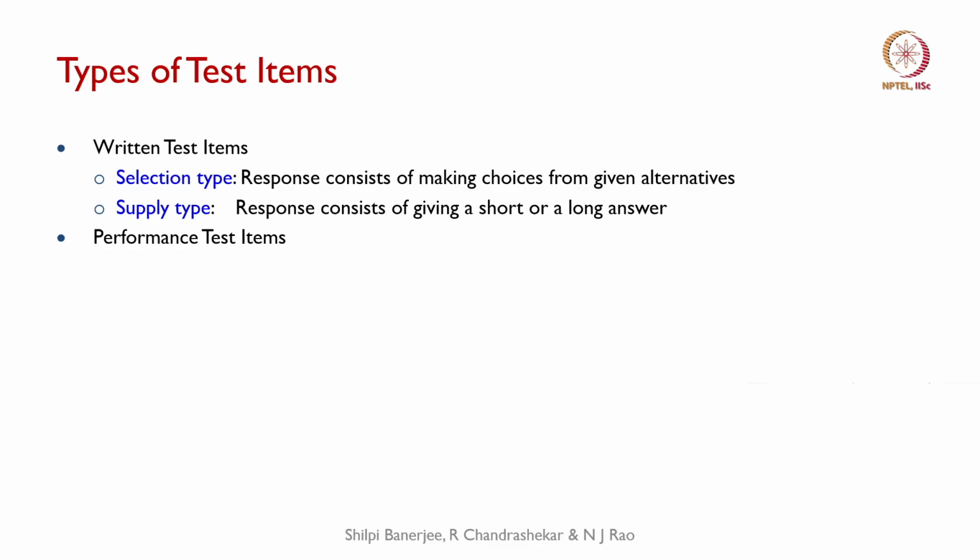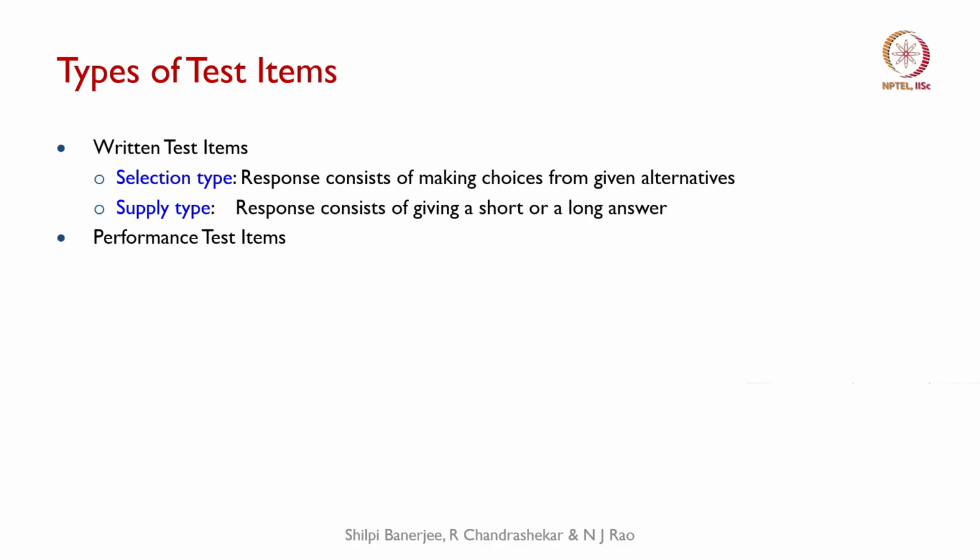In the outcome-based education system, the kind of assessment that you need to do should be in alignment with the course outcomes. To that extent, you have to select your test items, whether as a part of class test or at the end semester exam. So we classify the test items as written test items or performance test items.